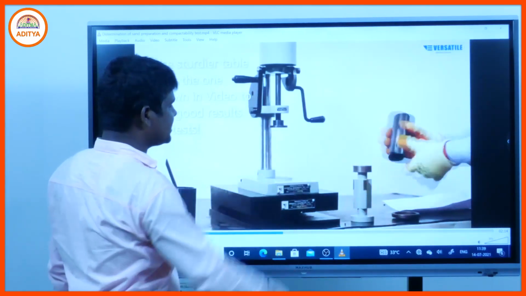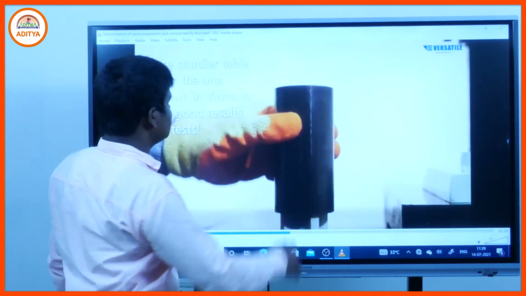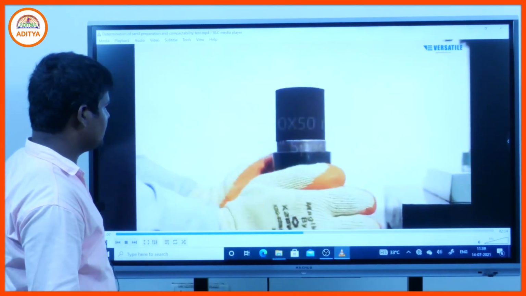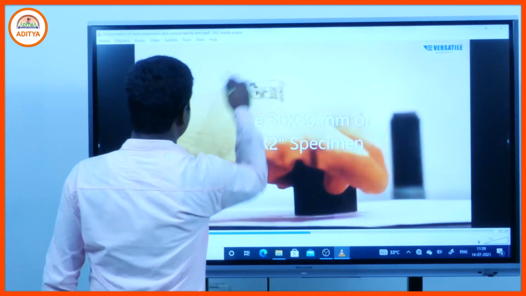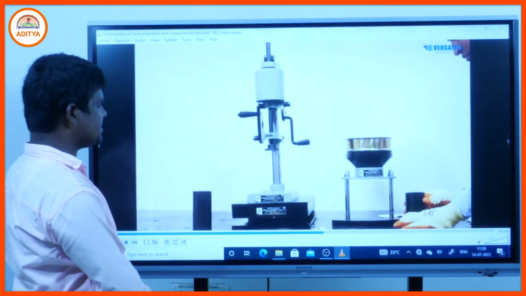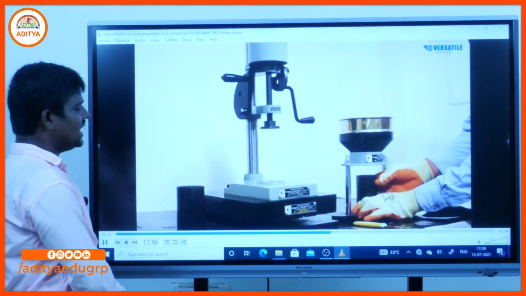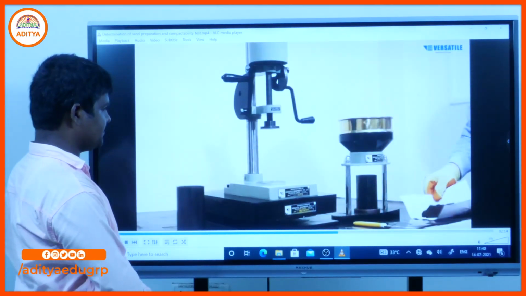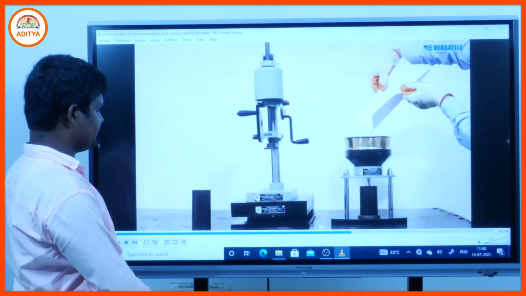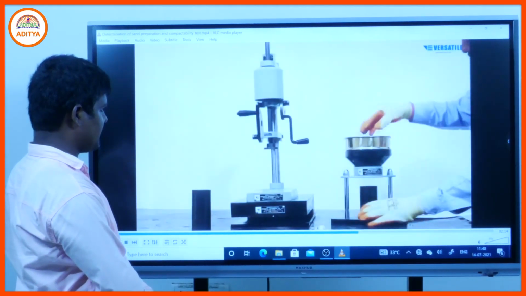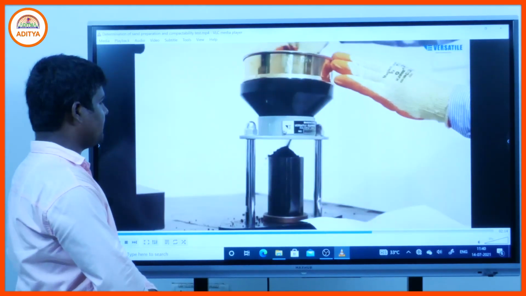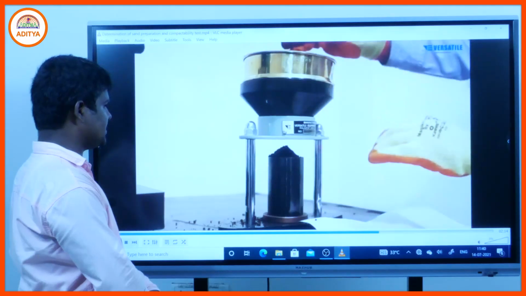Finally we have prepared that molding sand specimen. That is the 50 millimeter by 50 millimeter sand specimen, and using that sand specimen we measure the compactability test. Again we do that process, and after ramming that sand specimen, we also measure the compactability percentage.